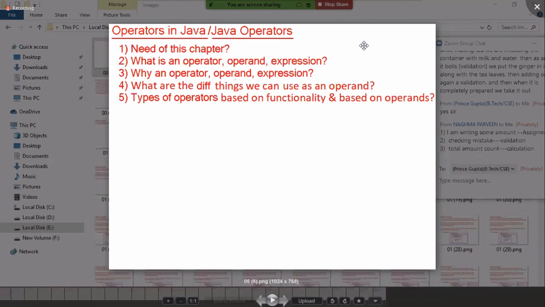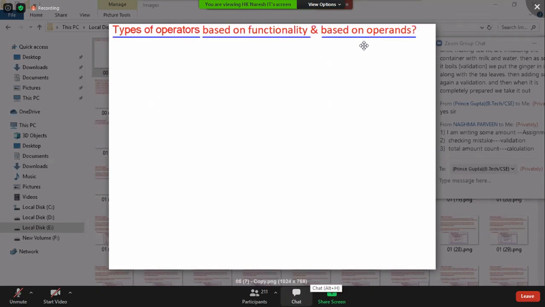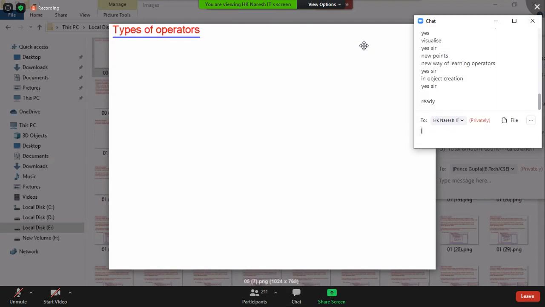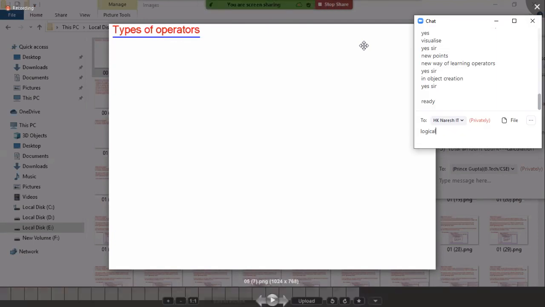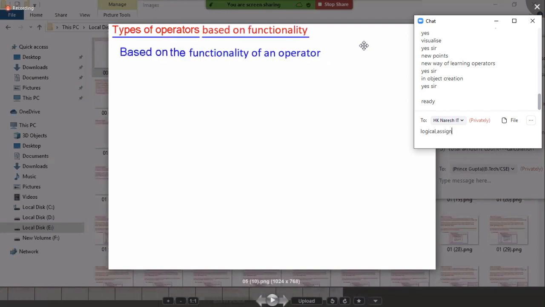Okay. Types of operators based on functionality and based on operands. Already we have completed this topic. Tell me, how many types of operators? First let us see based on functionality. Based on the functionality of an operator, we have 3 types of operators. Can you tell me now?